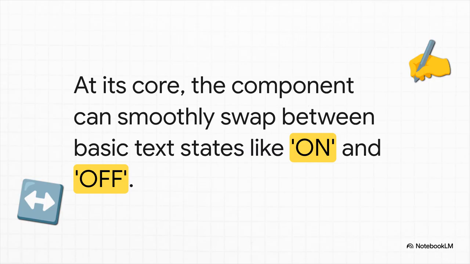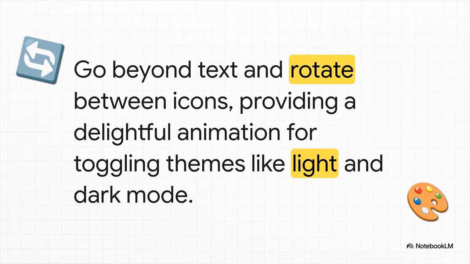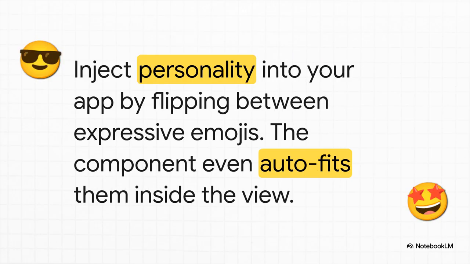So yeah, of course, it can smoothly swap between simple text states like on and off, but that's just the starting line. But here's where it gets really interesting when you go beyond just text. Imagine rotating between icons, giving you this awesome fluid animation for switching, say, a theme from light mode to dark mode. Or get this, you can even have it flip between expressive emojis. Now you're not just changing a setting, you're injecting actual personality and fun right into your UI. That's the kind of thing that makes an experience memorable.